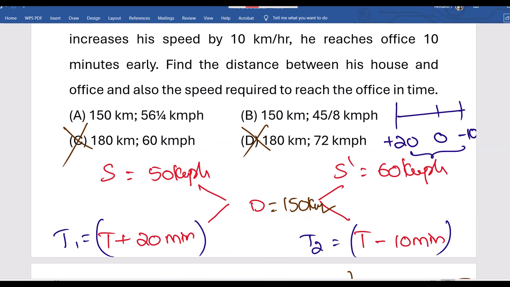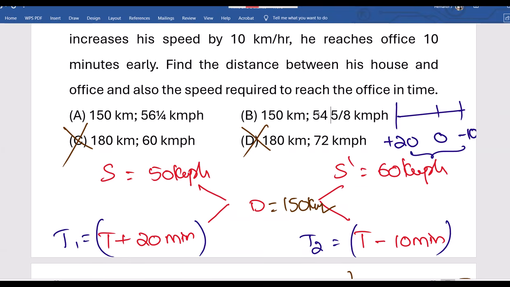You want to get less than 60. Speeds of 60 and 72 are wrong. It might be option A or B. I think there is some typing mistake. It may be 54 or something like that, not 45. It might be 54 pi by 8 something. Okay, let it be.